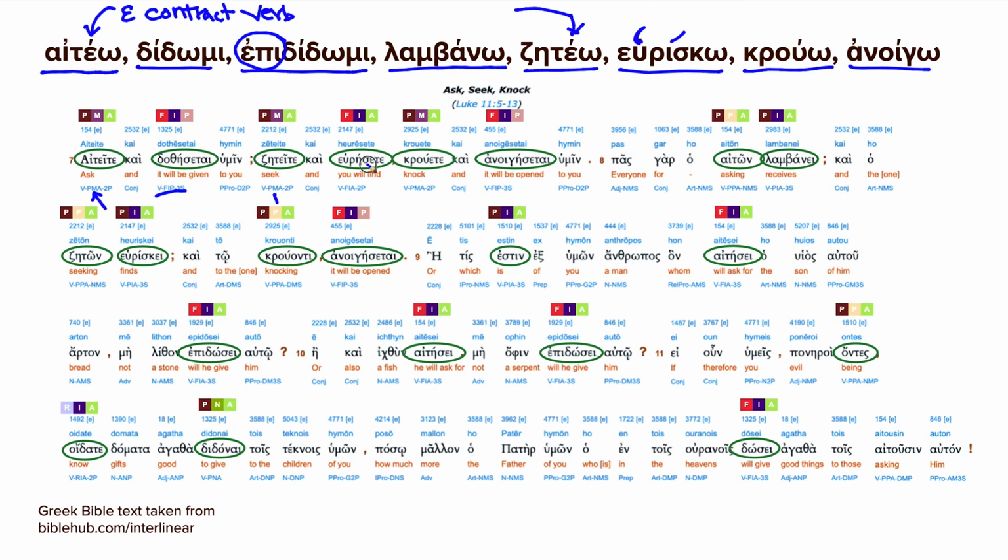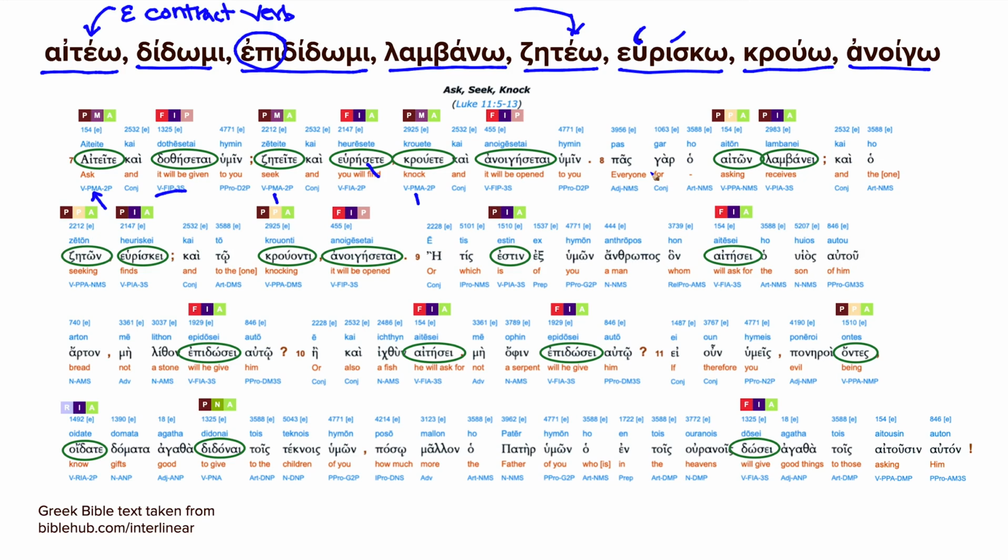Sigma is generally a clue that you're talking about the future, and we'll get more into that later. Krouete, knock, this is going to be imperative again, and it will be open to you. And notice again, just like here, we're talking about a third person singular object, probably the door. So if you knock on a door, it will be opened to you. So third person singular, future indicative passive.